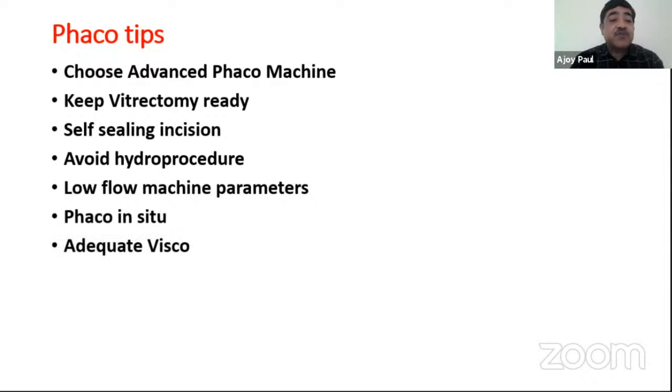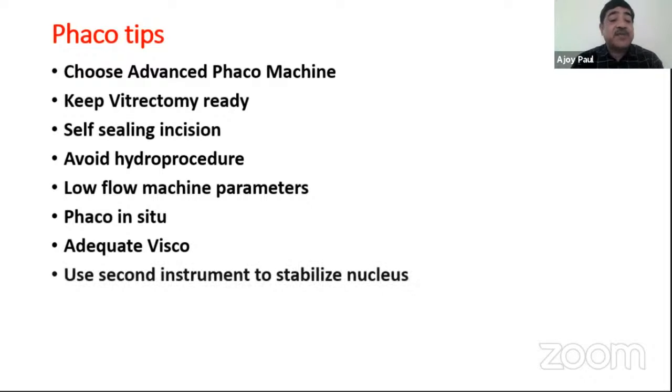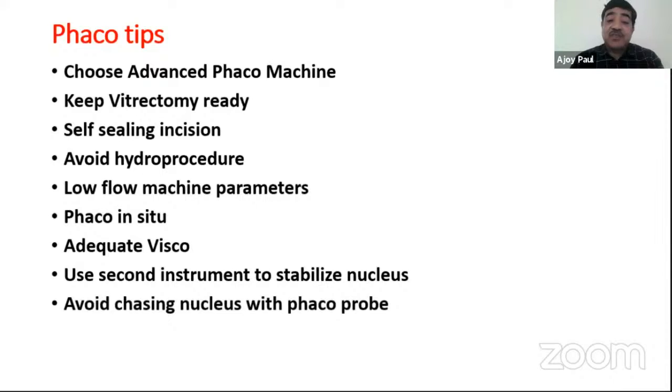Use adequate visco to support the opening that is there. Use a second instrument to stabilize the nucleus. Avoid chasing the nucleus with the phaco probe, and do not panic. And of course, you need to have a standby VR surgeon.